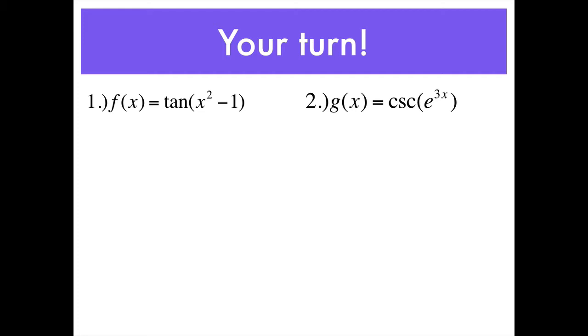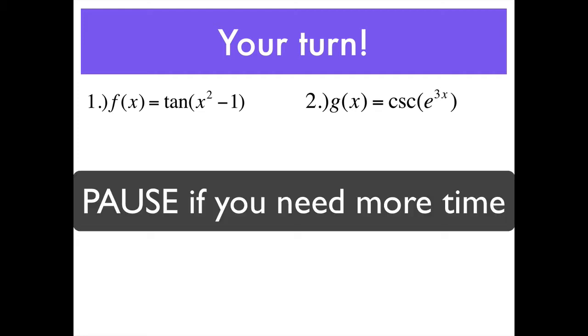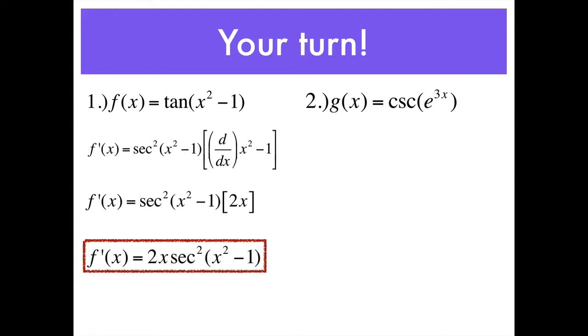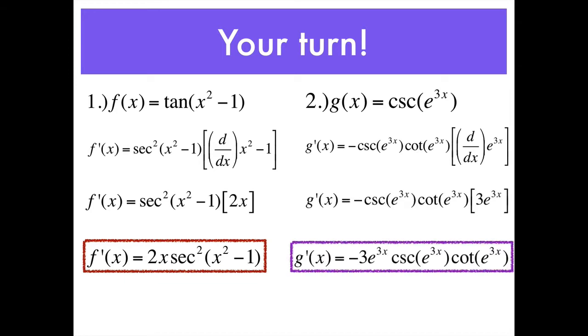Now I want you to find the derivative of these two trig functions using the product rule. So for number 1, your answer should be 2x times secant squared x squared minus 1. And for the function cosecant e to the 3x, the derivative of g of x will be negative 3e to the 3x times cosecant e to the 3x times cotangent e to the 3x.